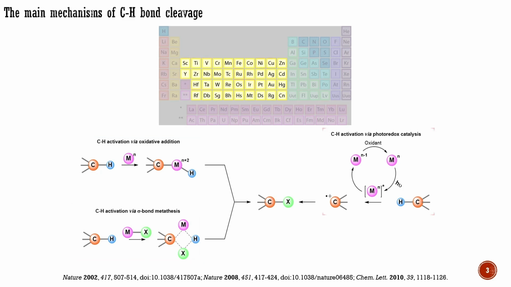The next mechanism shares some similarities with enzymatic C-H activations occurring in nature and is based on photoredox catalysis. In this case, the catalyst being activated by light abstracts electrons from the substrate or donates electrons to the substrate, generating radicals, cations, or other reactive intermediates that further undergo coupling reactions. The main catalysts in this case are based on iridium and ruthenium.